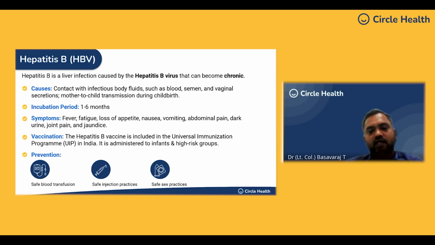So if you are an IV drug user, make sure that you do not exchange needles. Practice safe injectable use, that is, every time you use an injection, buy a new syringe. Even for HIV, this is followed. And safe sex practices: use a barrier method, that is, use a condom if you are aware that you are hepatitis B positive. And this is for life. And if you are put on medication for this, you have to take it lifelong.